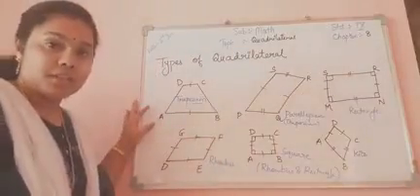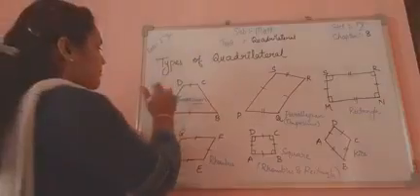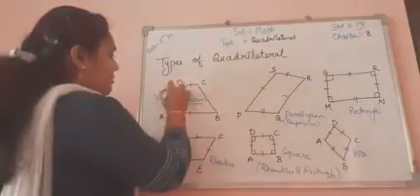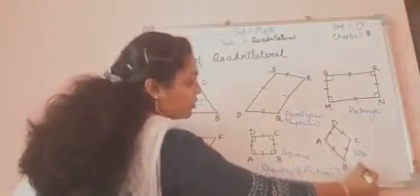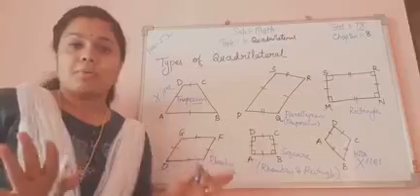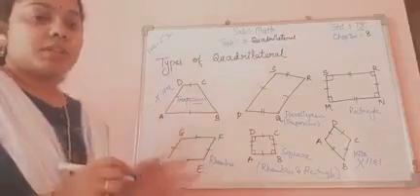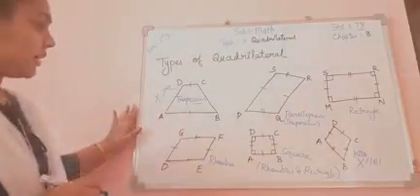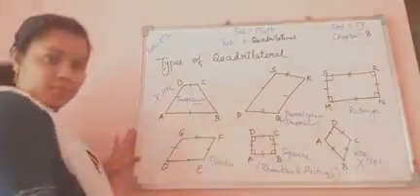Trapezium, I told you already, is also not a parallelogram. This is not a parallelogram. This is also not a parallelogram. Not a parallelogram. Now, rectangle, rhombus cannot be a square.